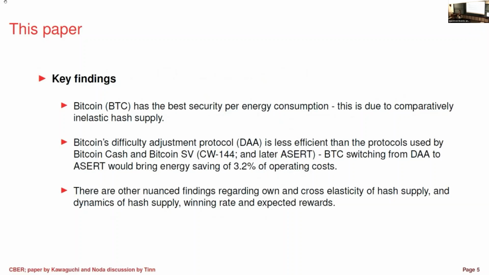And so the main finding here is that Bitcoin has the best features of this security per energy consumption, and this is mostly due to it having a more elastic hash supply, as I estimate, while not having a particularly optimal difficulty adjustment protocol. So the paper builds a model and then makes simulations to make this argument, and then estimates that should Bitcoin and others adopt better difficulty adjustment mechanisms, the one which was smoothing it over time and using exponential functions, we would save 3.2% of operating costs. It's not mega big, but it is definitely something for a system that is rather costly.